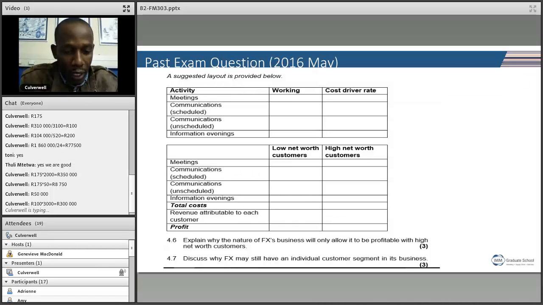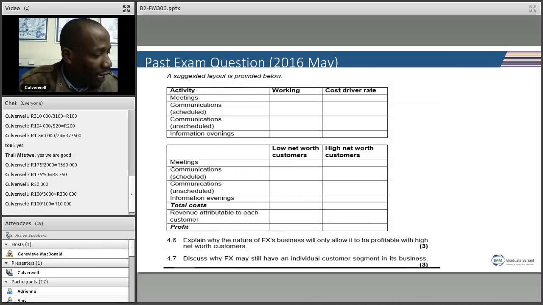And then I will also do exactly the same for my high net worth customers, costing us 100 Rand to handle a communication that is scheduled, and we also incurred 100 of those. So I'm saying 100 times 100, that will be 10,000.